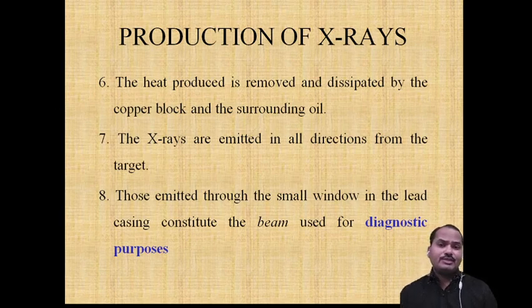This heat produced is dissipated by the copper block and the surrounding oil, and these X-rays are emitted in all directions from the target. The X-rays which are emitted, they are emitted through a small window in the lead casing which is outside the tube. So this constitutes the beam which is used for diagnostic purposes.